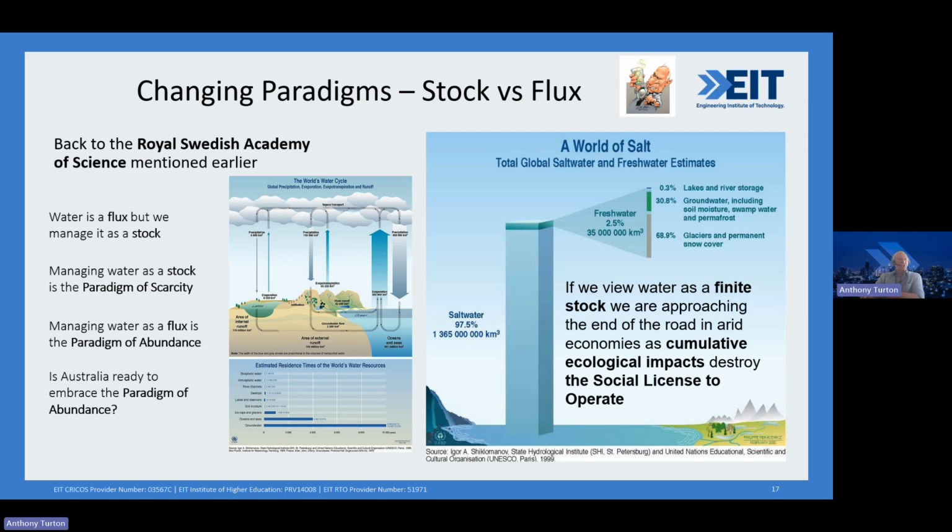If we think of water as a stock, that's the paradigm of scarcity, and it's a bad news outcome. But thinking of water as a flux is the paradigm of abundance. And the good news story is that because it's a flux, it is literally infinitely renewable, which means that we don't have water constraints in our national economies. And that's the good news story that I want to start evangelizing, if you want a better word. And the question here is: is Australia ready to embrace this paradigm of abundance?